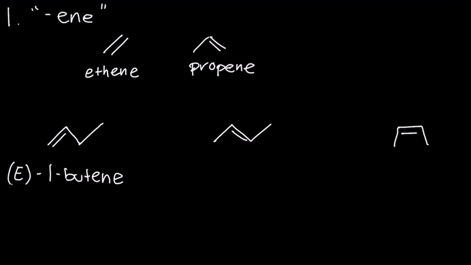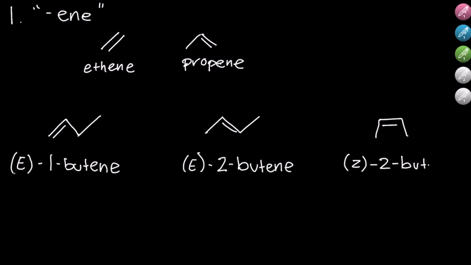So if you look at the second one, it is also in a trans configuration. But the double bond is on the second carbon. So I put 2-butene. And the last one is in a cis configuration. That is Z. The double bond's on the second carbon, so it's Z-2-butene. So this is how you would differentiate between different molecules that are the same ene, but whether the double bond's on a different position or whether it has a different stereochemistry.